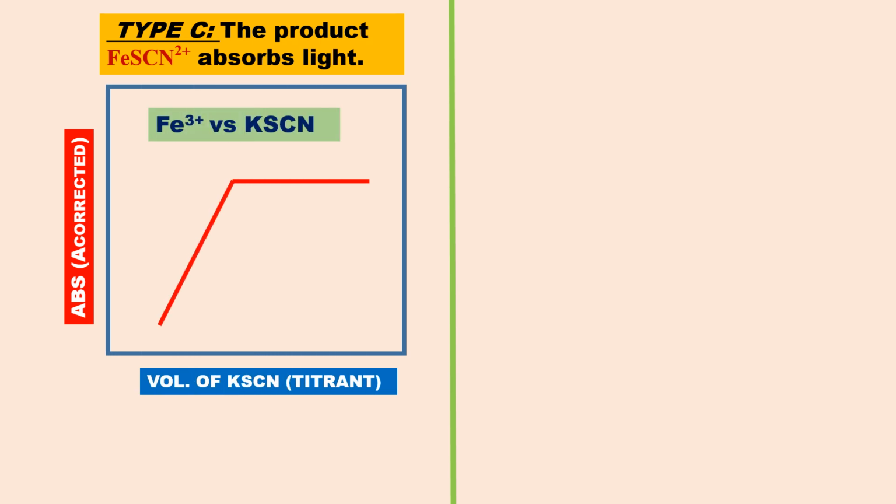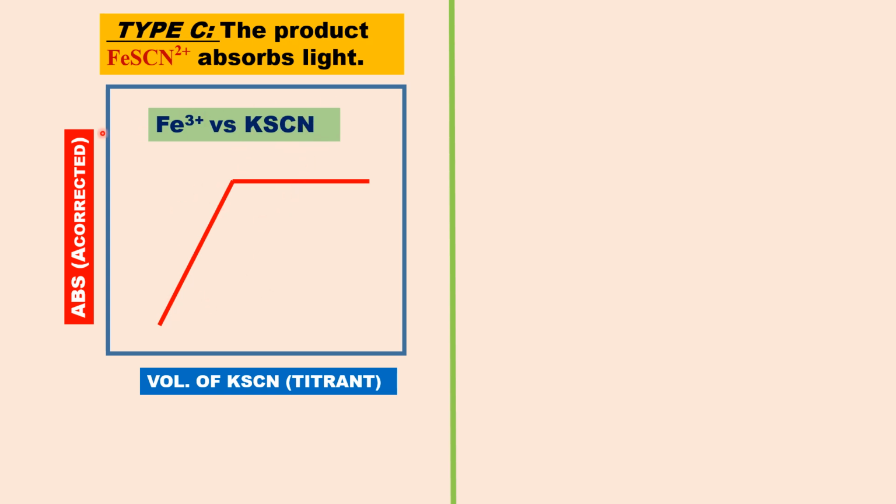Let us now see type C. In this, the product absorbs light. For example, let us take ferric alum solution in the titration cell and potassium thiocyanate in the burette.